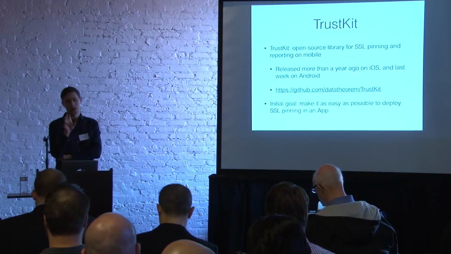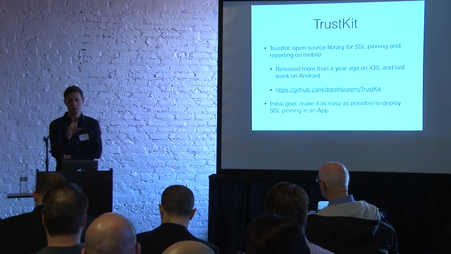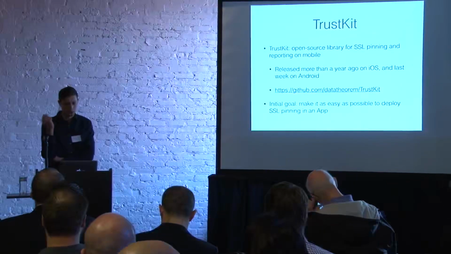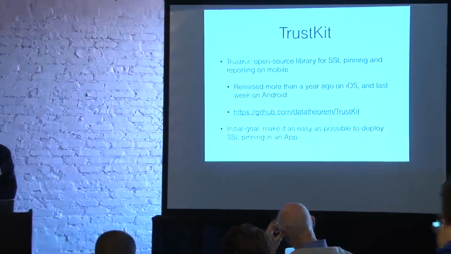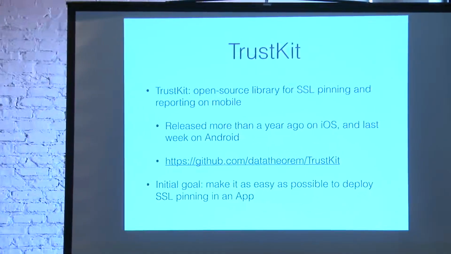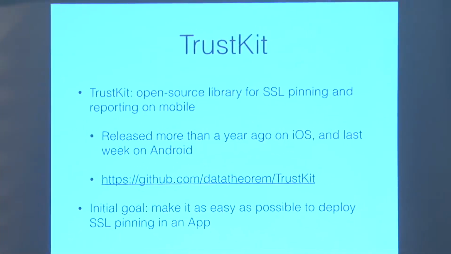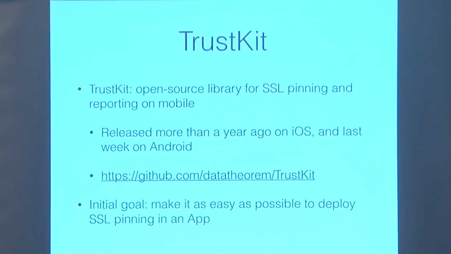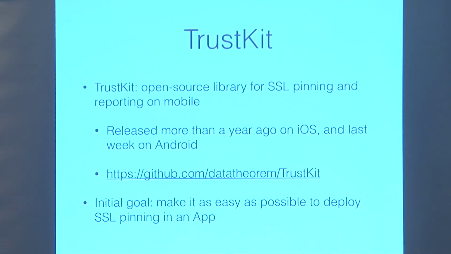It's more engineering focused than operations, but it has to do with operation as well, as you'll see when we get close to the end. So what is TrustKit? It's an open source library to make it easy to implement a security feature called SSL pinning in mobile apps. SSL pinning and SSL reporting. We released that more than a year ago on iOS, so you can use that in your iOS app. And we also released it last week on Android. So it's still a lot going on. It's all on GitHub, it's open source.